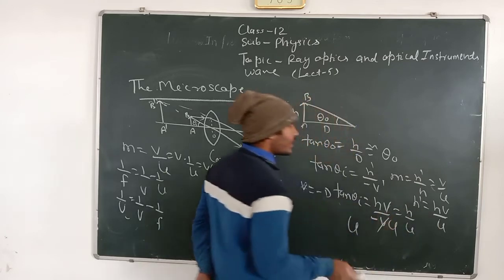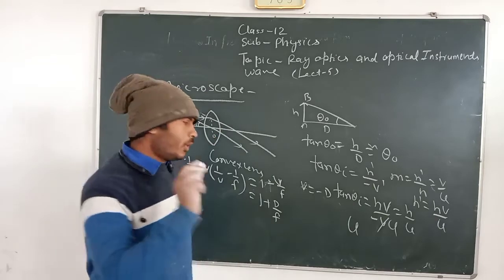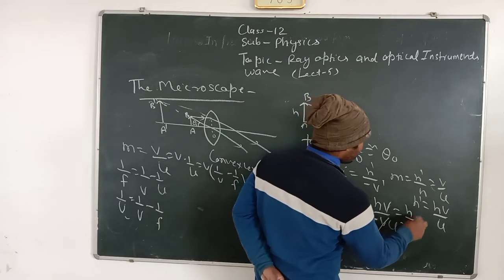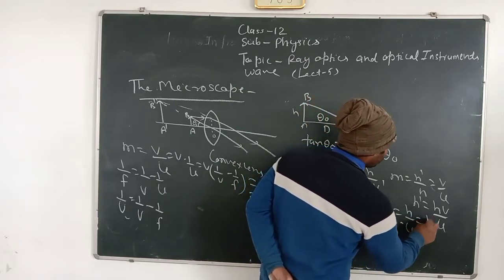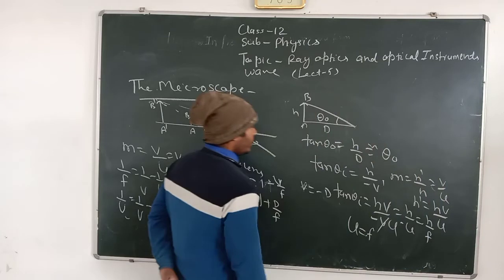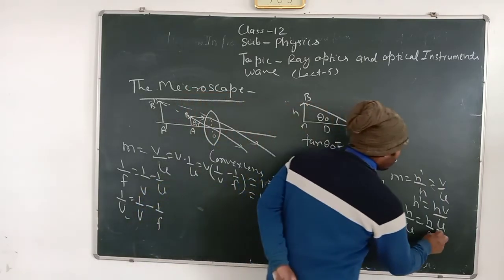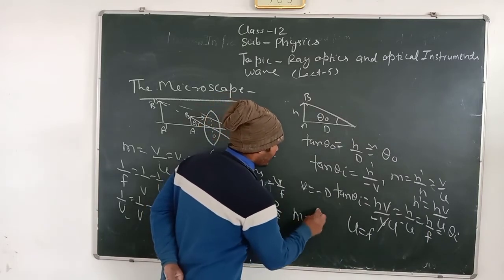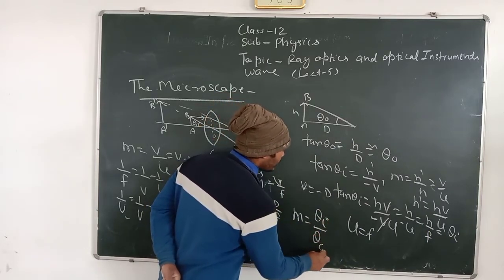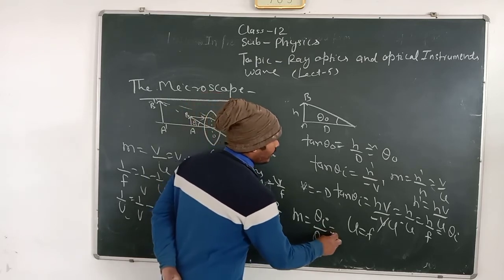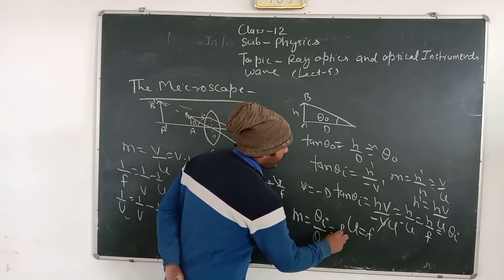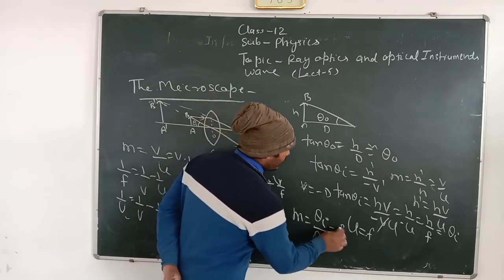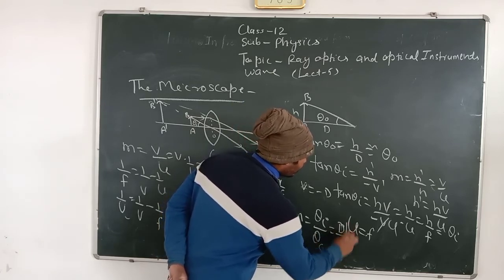Now the object is kept very near to the focal point, so u will be nearly equal to f. So this becomes minus f, it becomes h upon f. And this tan theta will be nearly equal to theta I. So the angular magnification will be equal to theta I upon theta naught, which is d upon f.